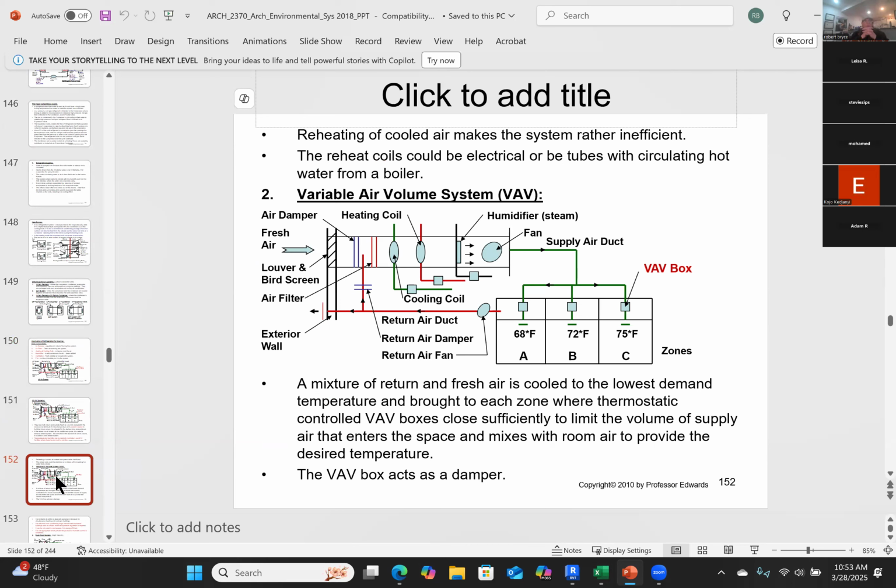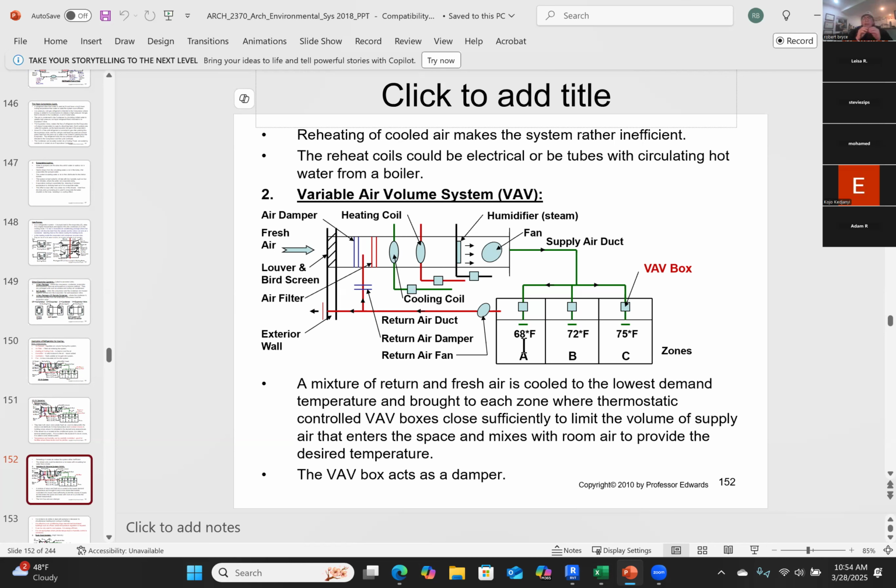So we have a variable air volume system, which means that we change the volume of air that's going into the spaces. If we have a variable air volume system, a VAV, then the temperature is constant. We don't change the temperature of that air. The air that we are sending into these spaces is a constant temperature. We're not changing the temperature of that air up or down, higher or lower. We're changing the volume of air that's going through those spaces at a time.